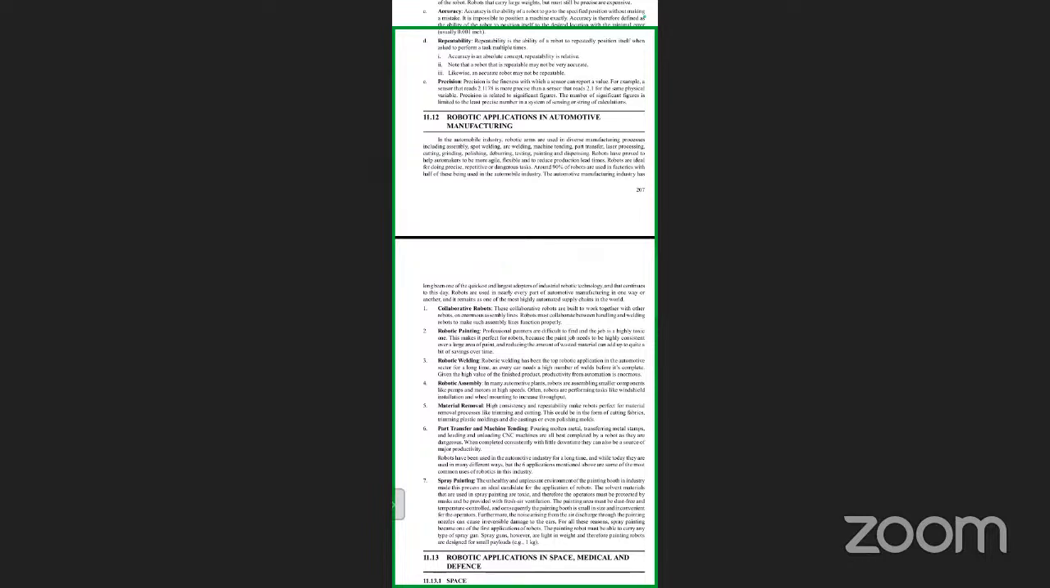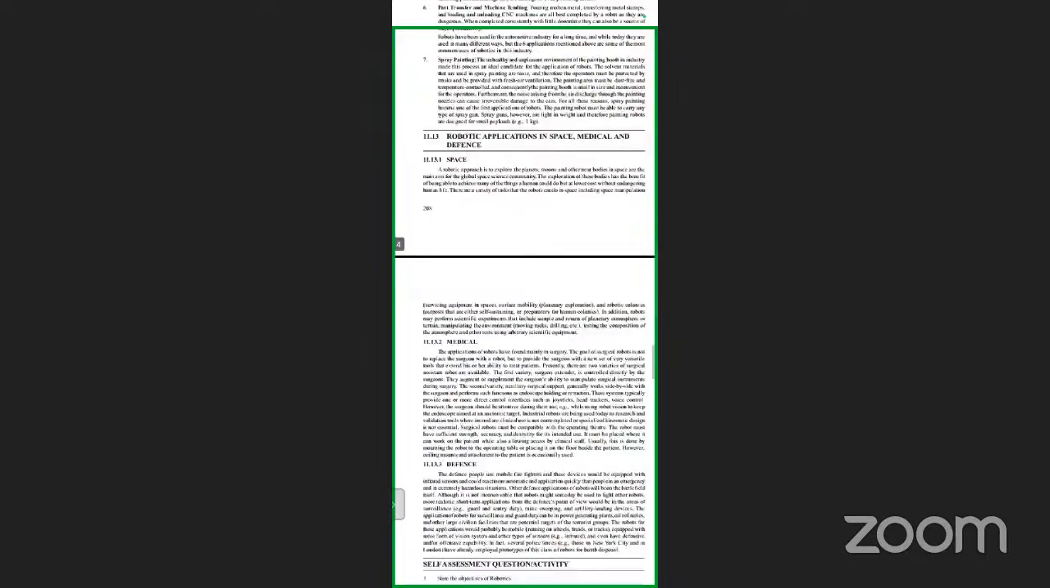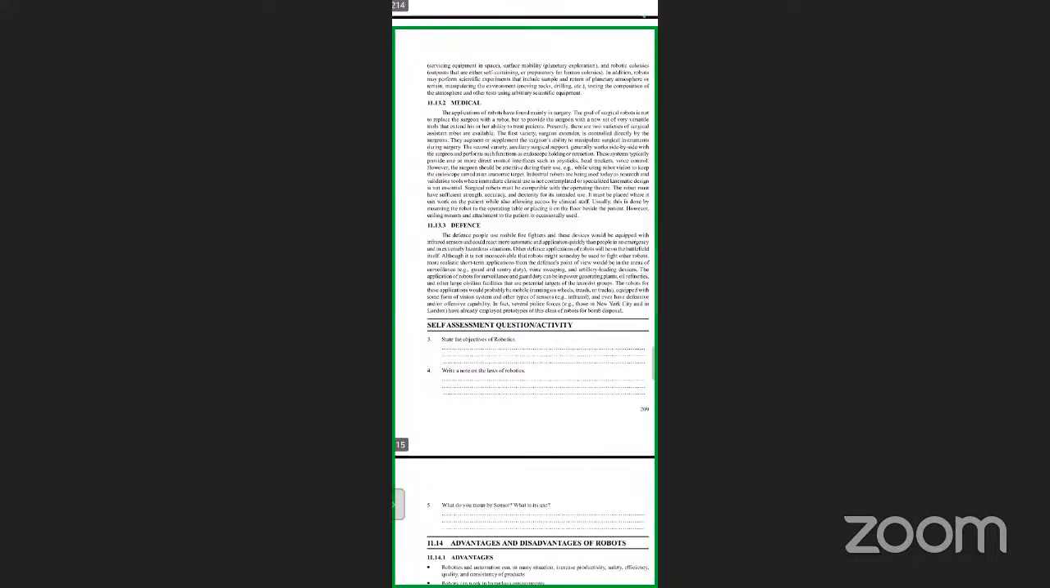assembly, material removal, part transfer and machine tending, spray painting, and apart from that, robotic applications in space, medical, and defense. Robots are used mostly in the space. Higher percentage of robots are used in the space. Then comes the medical, and then comes the defense.